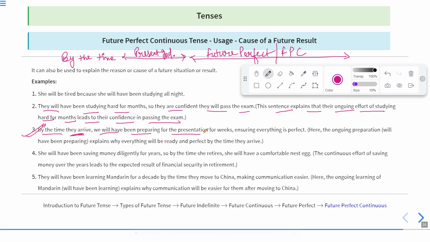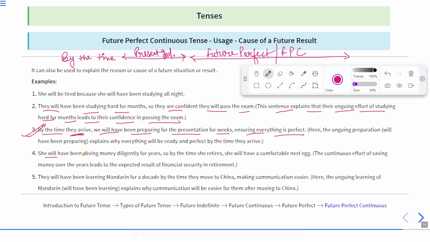We will have been preparing for the presentation for weeks, ensuring everything is perfect. So they're just planning for the future that by the time they arrive, it means the time when they will arrive, we will have been preparing for the presentation for weeks, and we must ensure that till that time everything is perfect. Here the ongoing preparation, will have been preparing, explains why everything will be ready and perfect by the time they arrive. So the remaining sentence is in future perfect continuous tense.